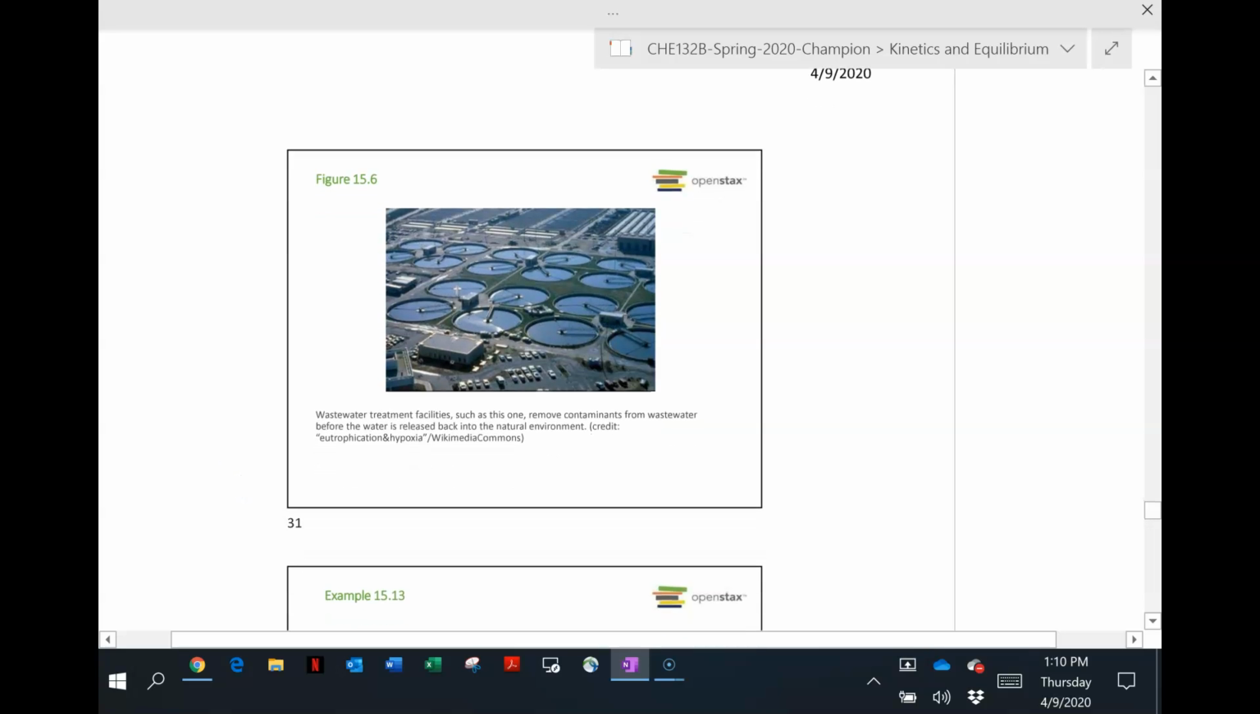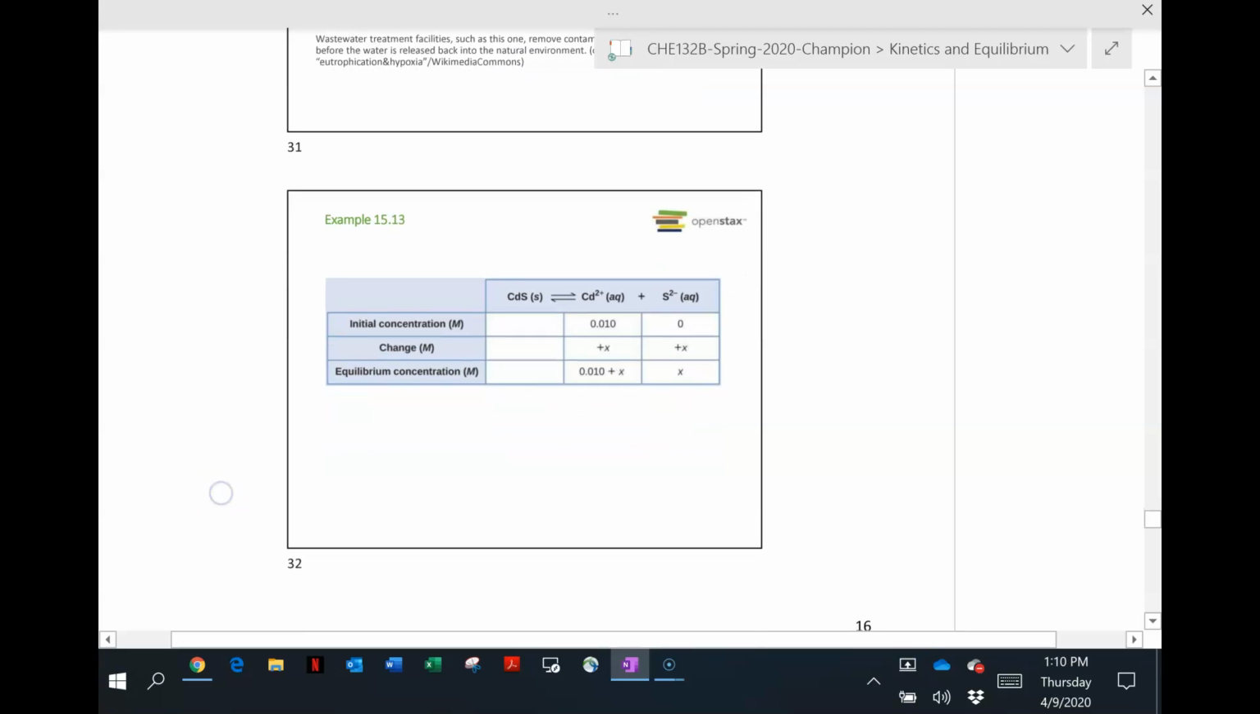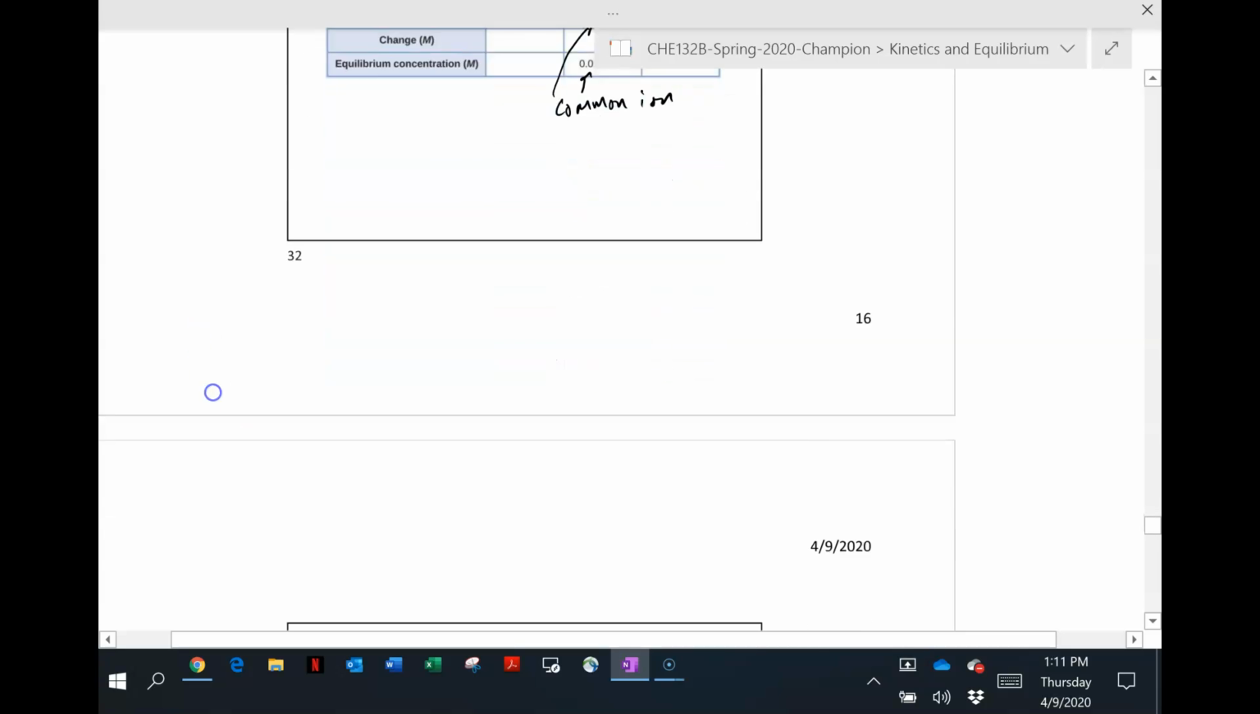Here's another case. This is a wastewater treatment facility, and they frequently pre-treat the wastewater before we release it back into a river or something, and precipitations are used in that process. Here is a KSP example in the book where you have cadmium ion present, and you're going to see a common ion effect. So this is a common ion problem where you've got the cadmium ion existing. That's example 15.13 in your textbook.